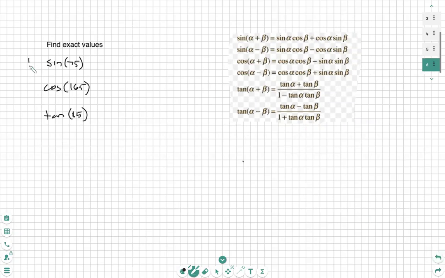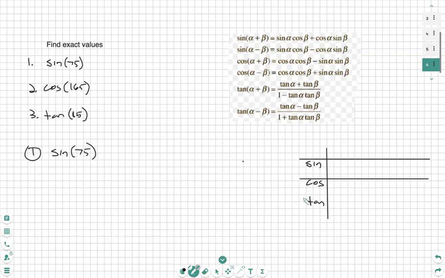So for example, let's number these 1, 2, 3. For example, number 1, sine of 75. Well, let us remember that we need to memorize our chart: sine, cosine, tangent. And let's recall how to memorize that chart. Build the chart up each time, and these problems become much, much easier. Okay? So we need 30 degrees, we need 45 degrees, and we need 60 degrees.